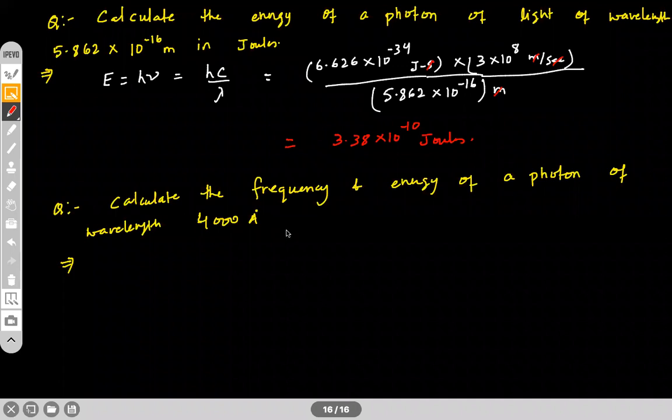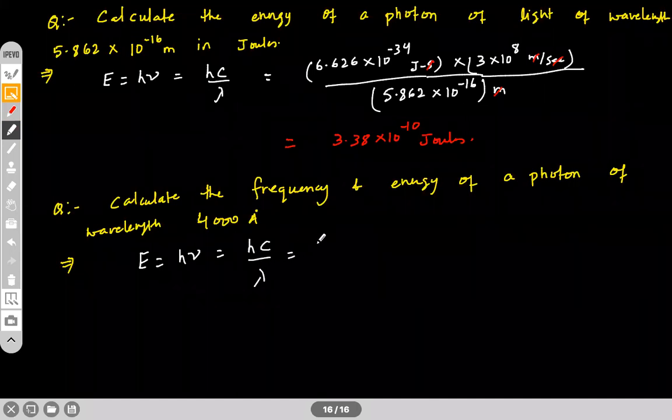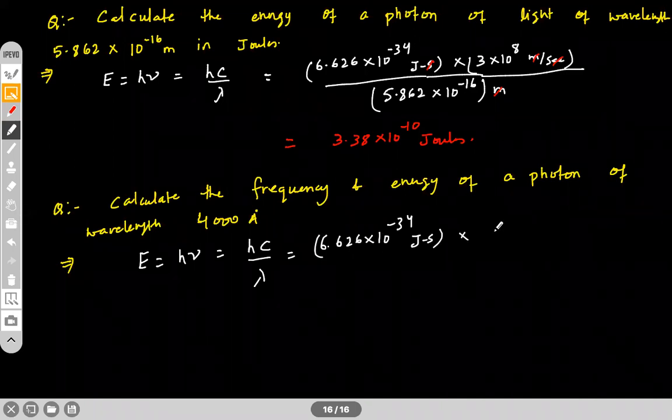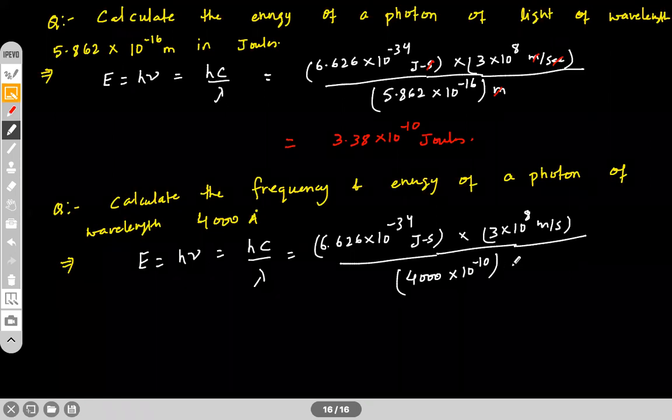Calculate the frequency and energy of a photon of wavelength this, okay? So fine, we know E is equal to h nu, that is h c by lambda, with h as 6.626 × 10 to the power minus 34 joule second. Lambda is 4000 angstrom into 10 to the power minus 10 meter. So you have to solve this, you'll get the answer as E.